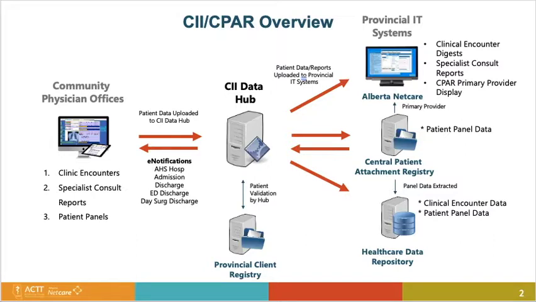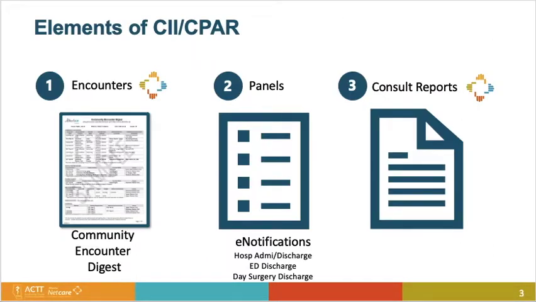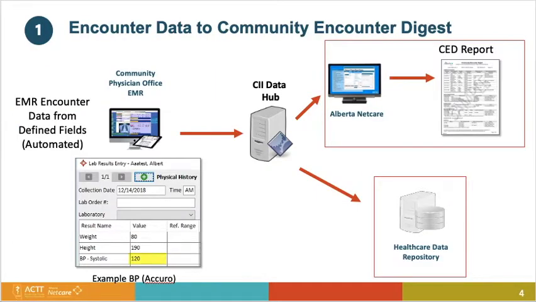This slide is busy, so let's break it down. Again, 3 types of information that are shared from participating clinics are encounters, panels, and consult reports. Let's start with encounters. Any provider can sign up for CII to submit encounters or basic visit information. Select information is mapped from EMRs and forms a Community Encounter Digest or CED for each patient in Alberta Netcare.